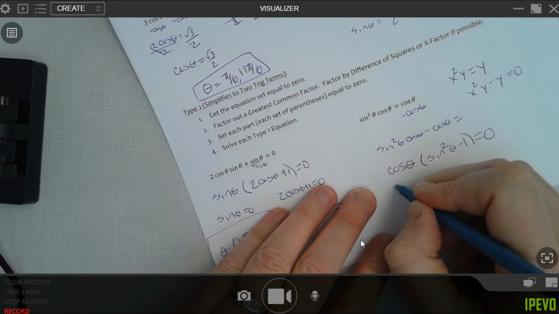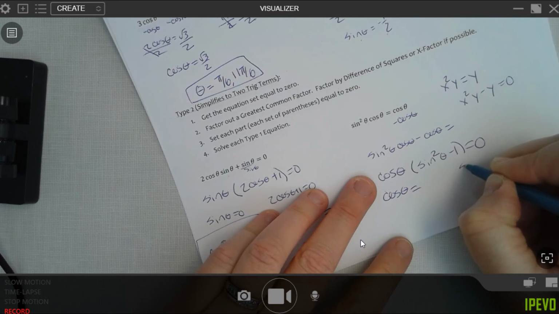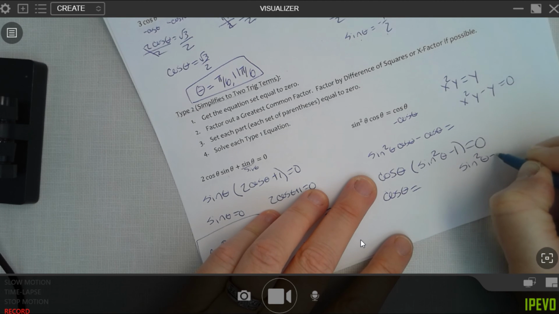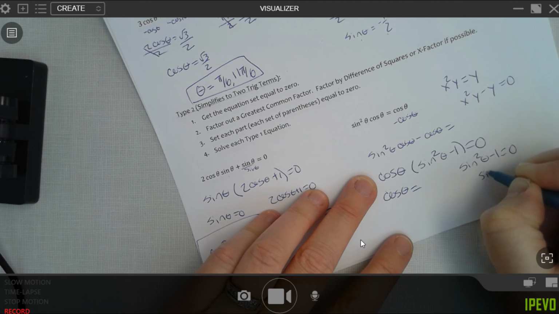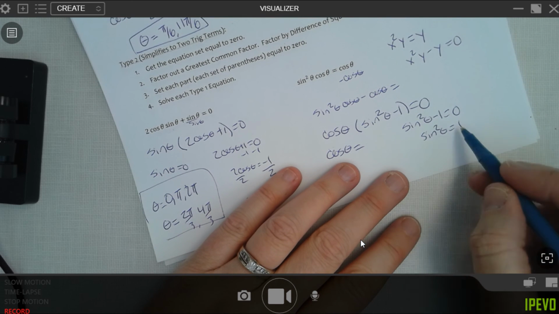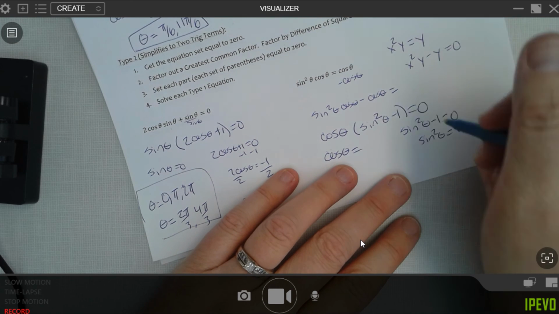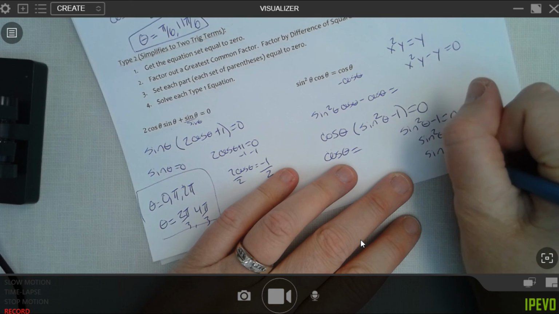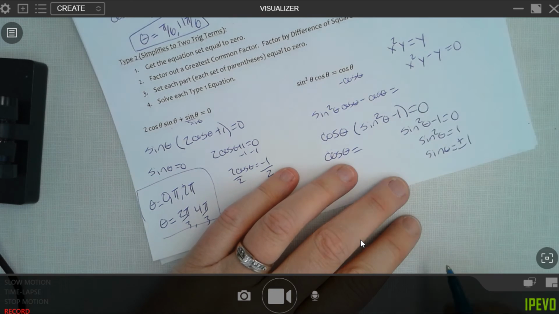We're going to solve each one. Cosine of theta equals 0. Sine squared theta minus 1 equals 0. So add that over. Right, and then right here, I'm going to have sine squared. So I need to square root both of these sides. So this is going to be sine of theta equals plus and minus 1.